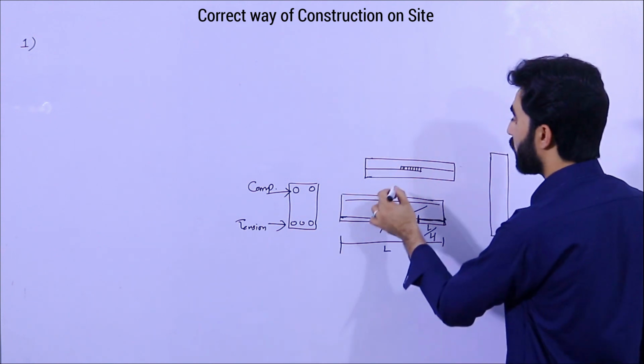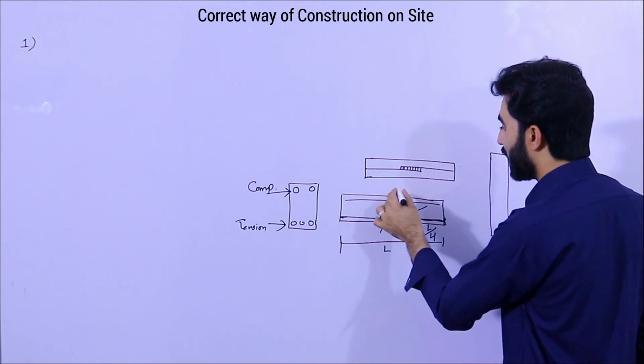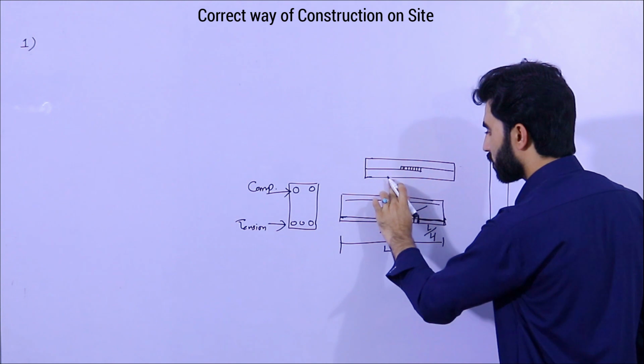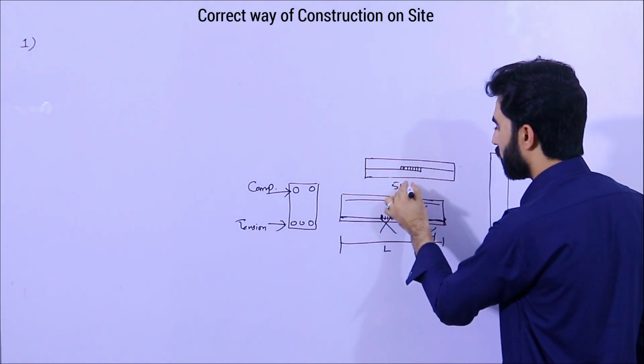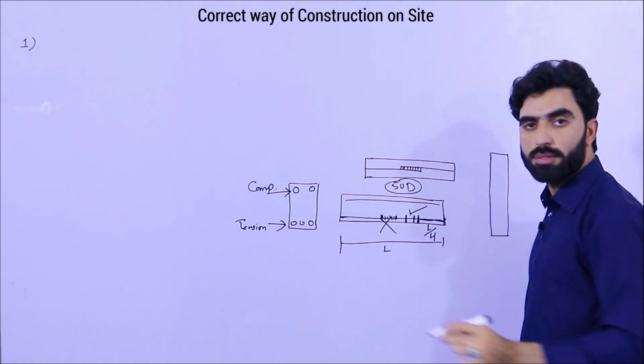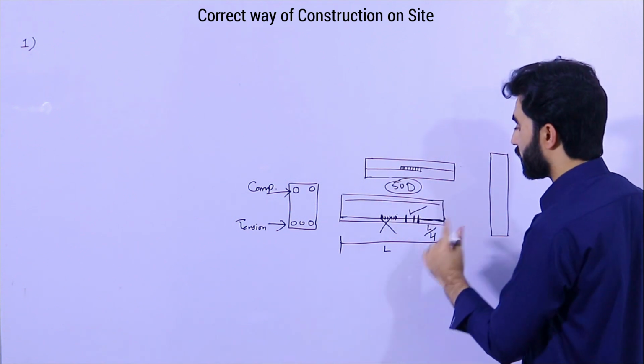But the lapping should not be less than 50D, where D is the diameter of the steel bar in tension. It should not be less than this.